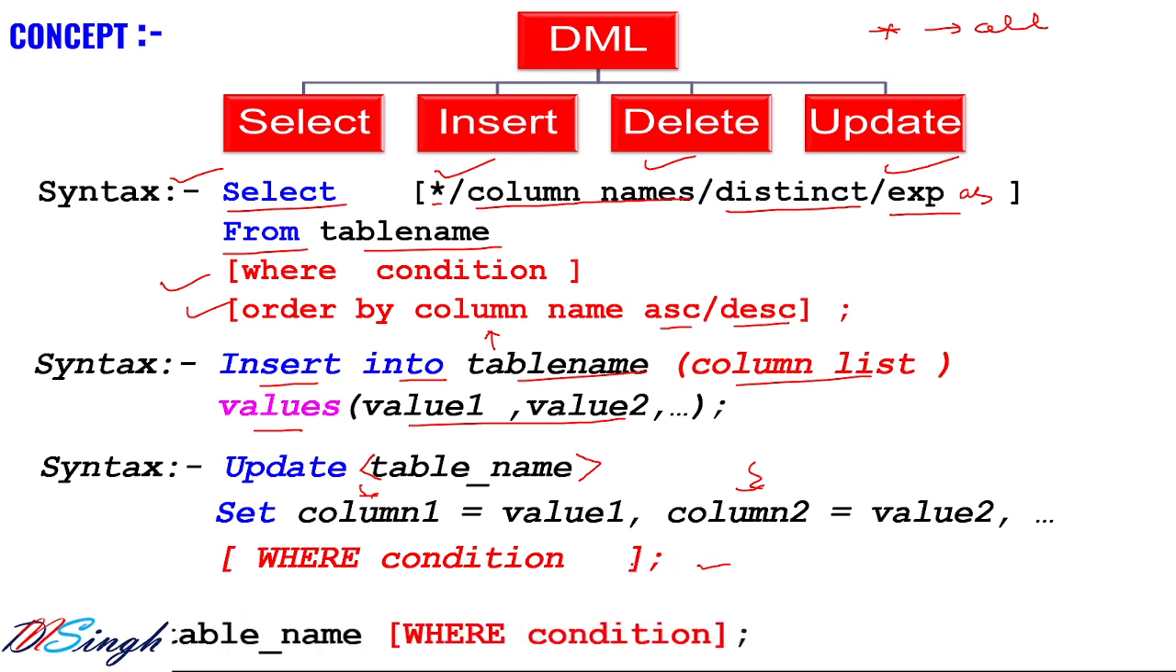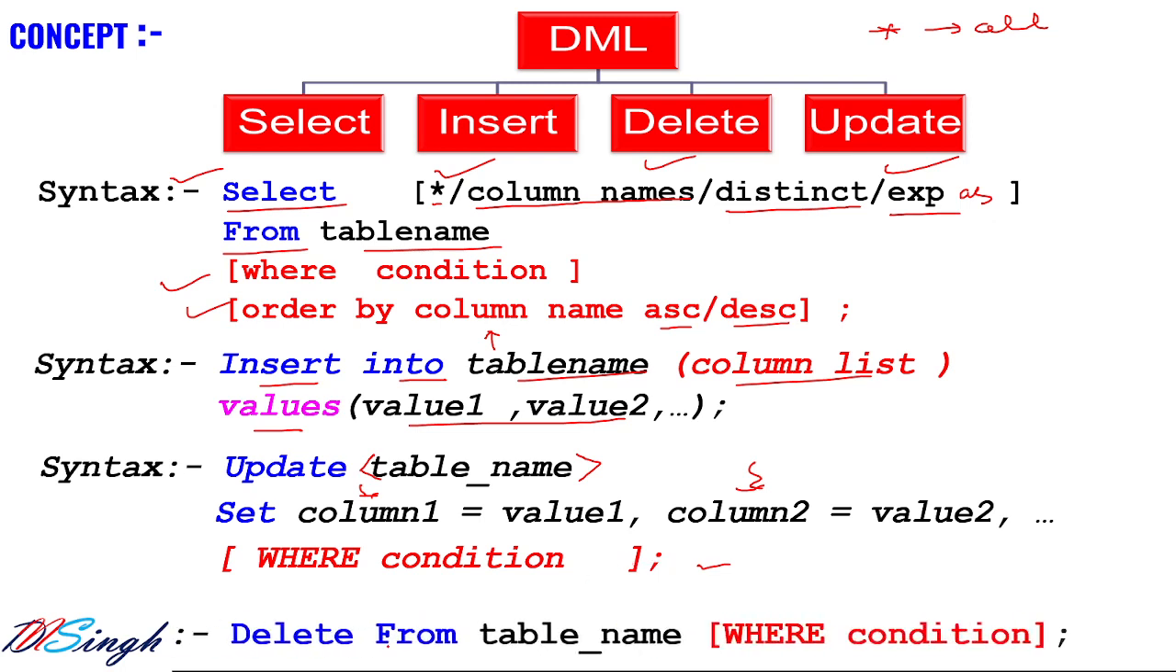Let us see the syntax of the delete command. The delete command will have DELETE FROM table name WHERE condition. So DELETE, after that the FROM clause, then the table name. After that you will write the WHERE clause, and inside the WHERE clause you will write the condition. So this is the syntax of the delete command.